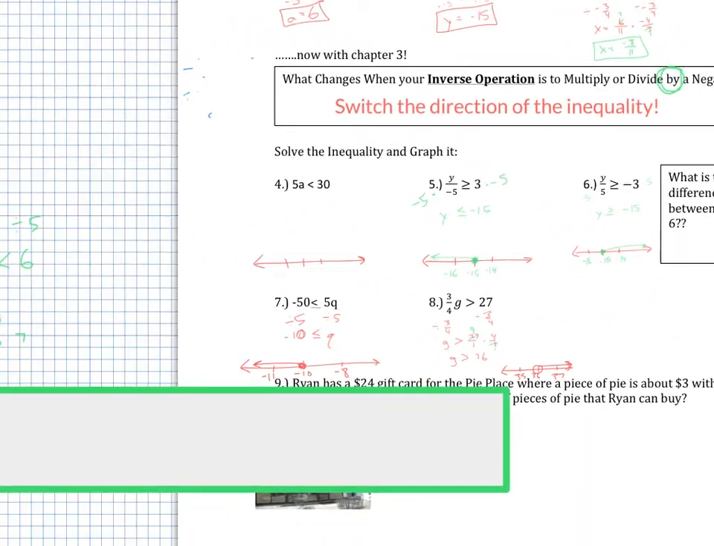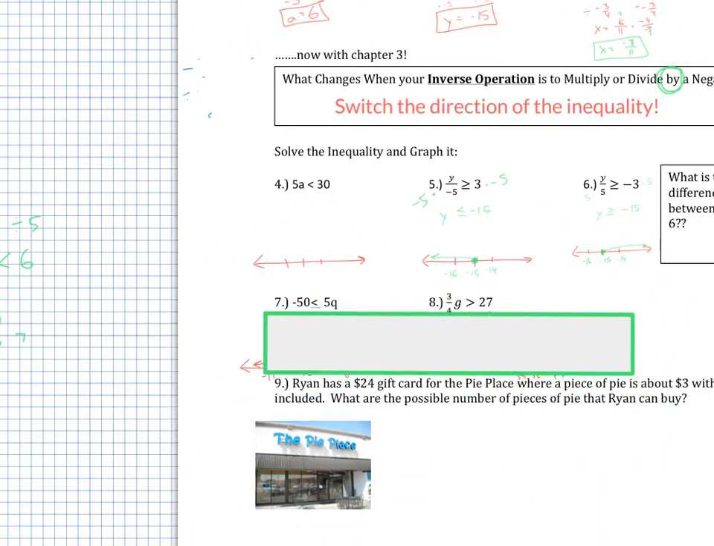Okay, so don't cheat. I know you can see it, but hit pause, try these on your own, and then resume when you're ready to check your answer.